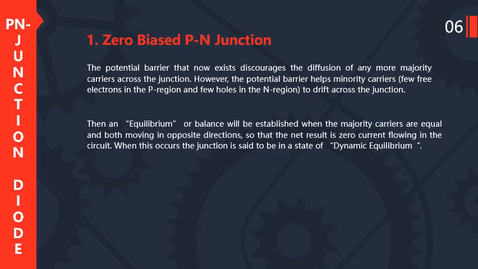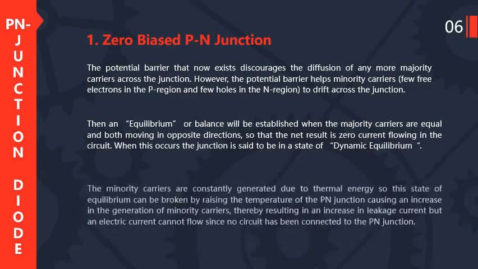Then an equilibrium or balance will be established when the majority carriers are equal and both moving in opposite directions, so that the net result is zero current flowing in the circuit. When this occurs, the junction is said to be in a state of dynamic equilibrium.